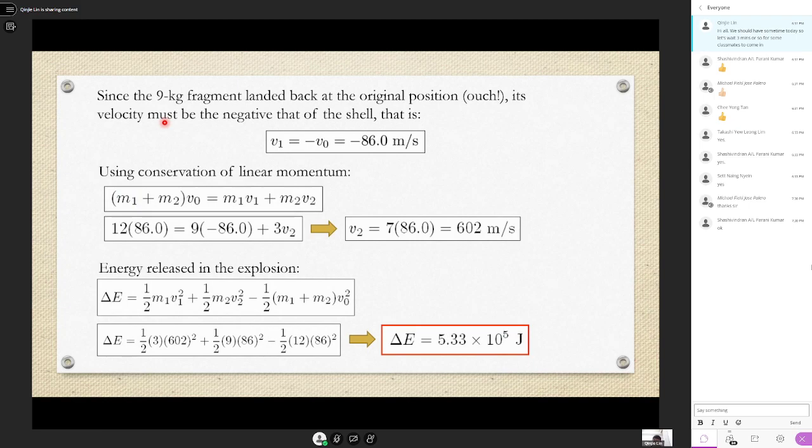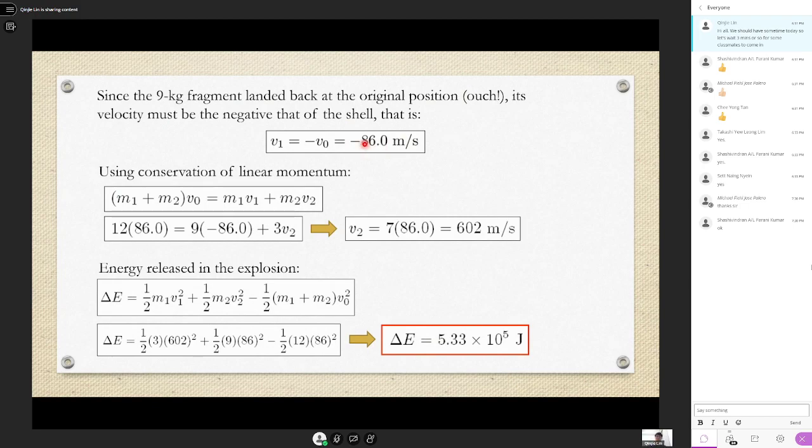So you need to go and find out the velocities of these shells. Since the 9 kg fragment landed back at the original position, ouch, because only this question will happen. In real life, you fire a shell, how can the heavier part come back to you and hit yourself, right? But for this question, the heavier part comes back and hits yourself. Its velocity must be negative that of the shell. So you go up, explode and come back down. So the velocity must be exactly negative with the same magnitude.